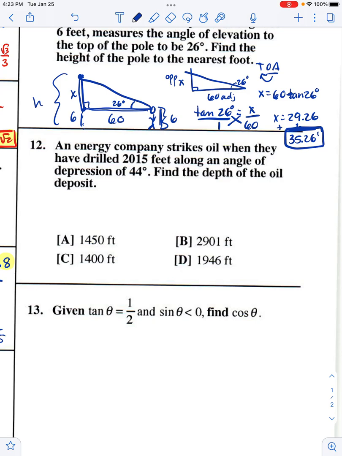Energy company strikes oil when they have drilled 2,015 feet along an angle of depression of 40. Okay, so here is what can be tricky about that.